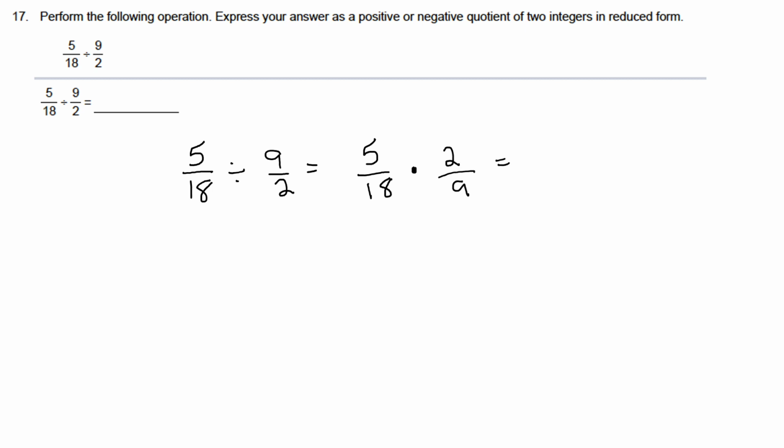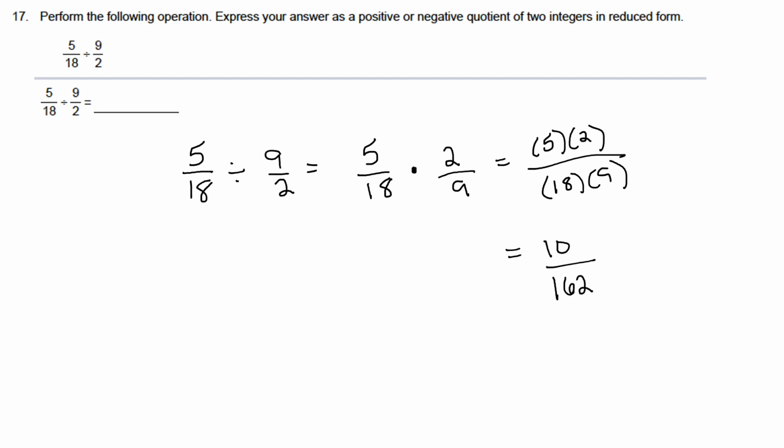Next, we'll multiply as normal. So we'll multiply the top numbers together, which is 5 times 2, and we'll multiply the bottom numbers together, which is 18 times 9. 5 times 2 is 10, and 18 times 9 is 162.